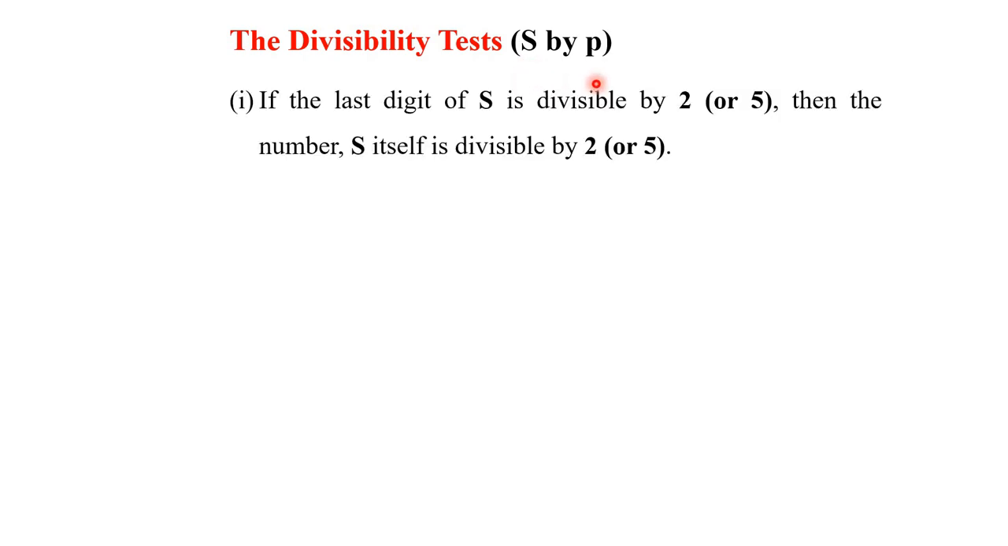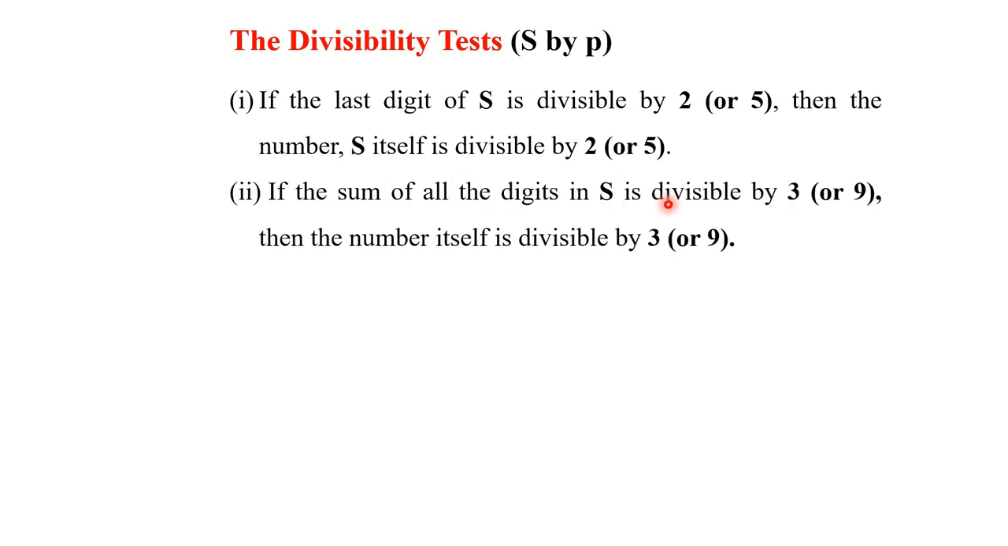Okay. So what we will see is divisibility tests for S by P, where P is the prime. The thumb rules that are available: first one, if the last digit of S is divisible by 2 or 5, then the number S itself is divisible by 2 or 5. And rule number 2, if the sum of all the digits in S is divisible by 3 or 9, then the number itself is divisible by 3 or 9. So you all know these two thumb rules.